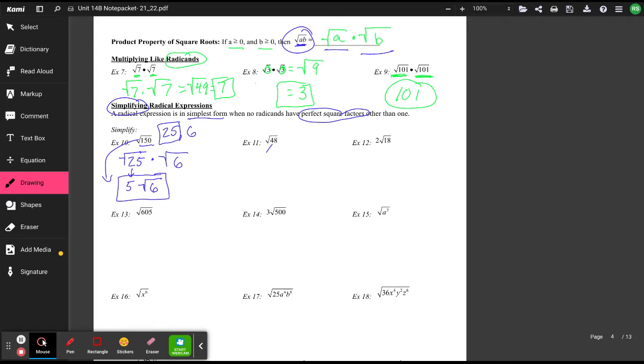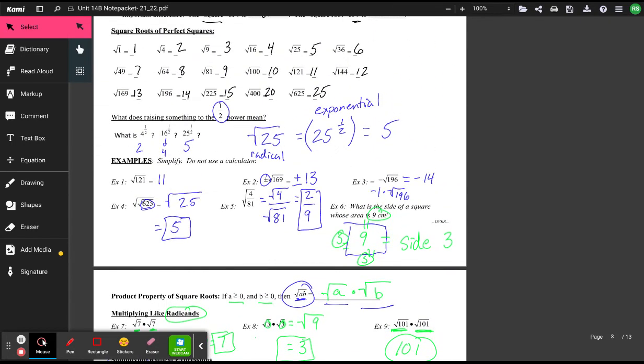So if we have the square root of 48 here, we want to think about numbers that multiply to 48, preferably ones that have a perfect square, which means you want to see, can we use numbers like 1, 4, 9, 16, 25, 36, 49. Those are all of my perfect squares.